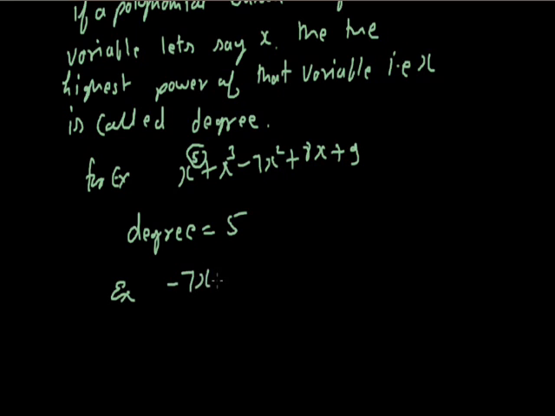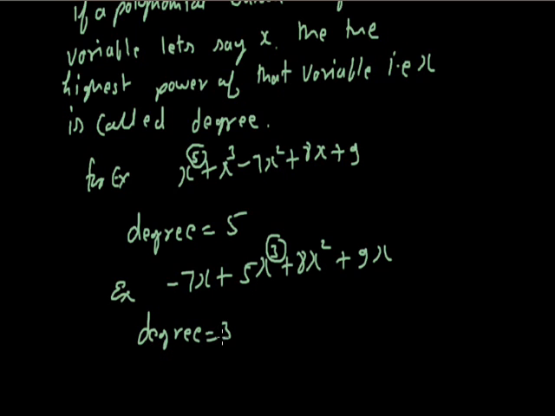Minus 7x plus 5x cube plus 8x square plus 9x. So again we are seeing the powers of x. Here the power of x is 1, here the power of x is 3, here the power of x is 2, and here x is 1. Among these, 3 is the highest power of the variable. So the degree of this polynomial is 3.